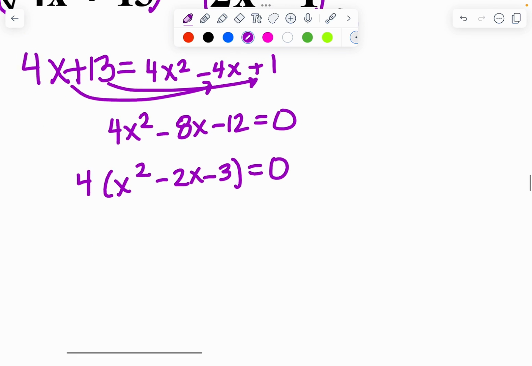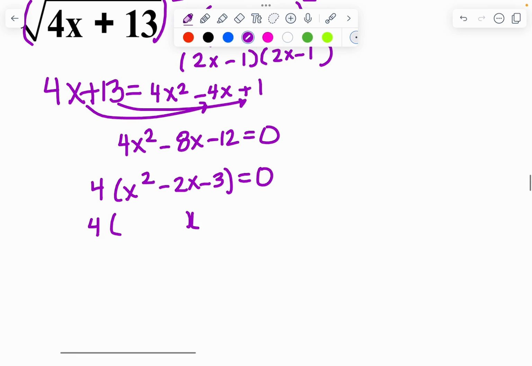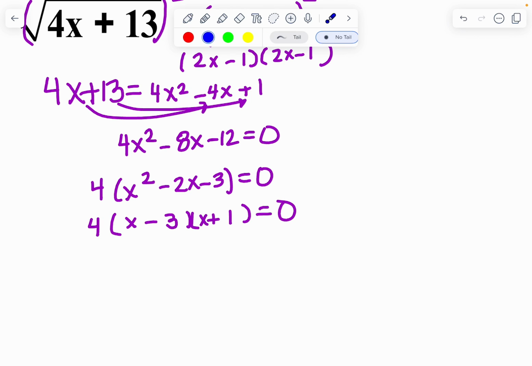When I solve, I'm going to now factor. So I have x and x. I have 3 and 1. I need a negative 2, negative and positive. I could always check it by doing, this is 1x. I want a tail right here. Okay, this is 1x. Negative 3x gives me negative 2x. And then negative 3 times 1 is going to be negative 3. So now I have x equals 3 and x equals negative 1.